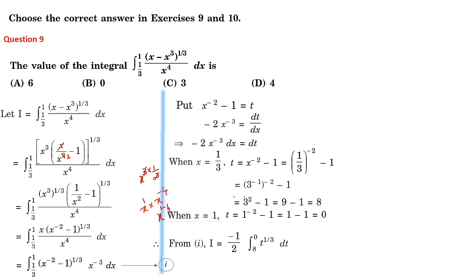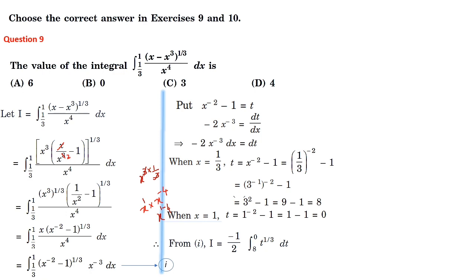Then here x power minus 3 dx is there. From here we will calculate that. X power minus 3 dx when we calculate, this minus 2 will bring to the right side. That comes as minus dt by 2 or minus 1 by 2 dt. That is what it is written here, minus 1 by 2 dt. Once again, equation number 1 is this one. This term will be coming as t. So x power minus 2 minus 1 we have taken as t. So t power 1 by 3. That is written here, t power 1 by 3.